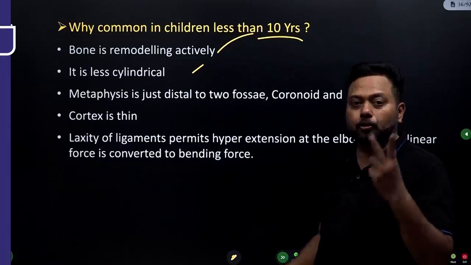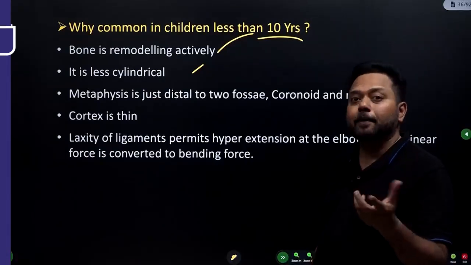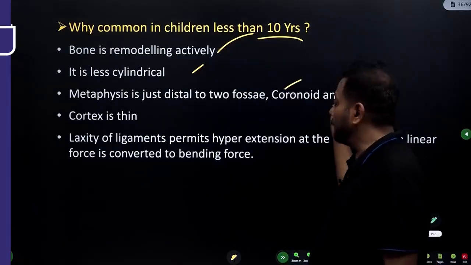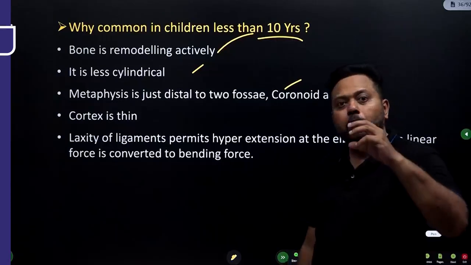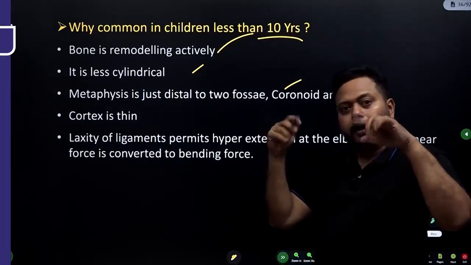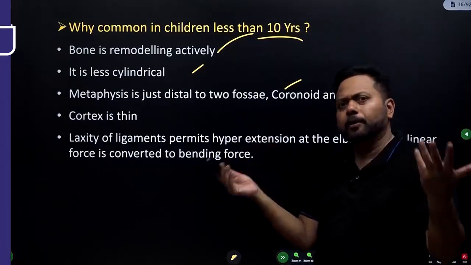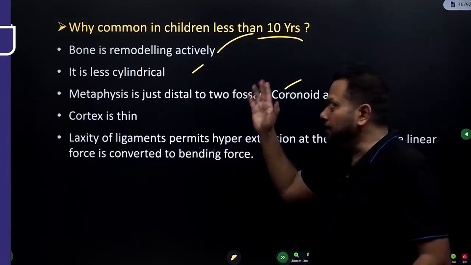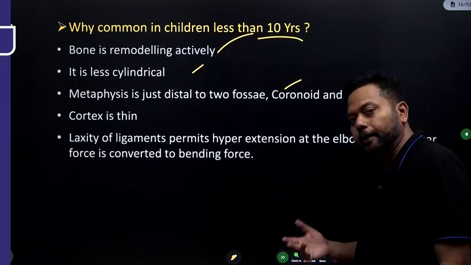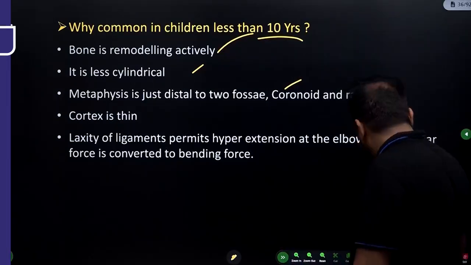Metaphysis is just distal to two fossae. Fossae means empty space. What are they? Coronoid fossa and radial fossa. So, already two holes are there, vacant spaces are there. The supracondylar area is very near to them, so it is easily breakable. So, these are the reasons why supracondylar fracture is more common in children less than 10 years.